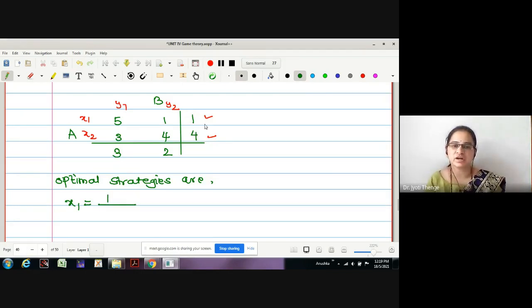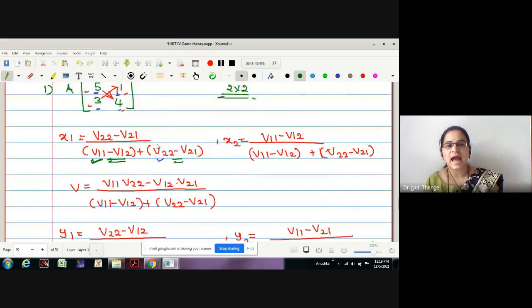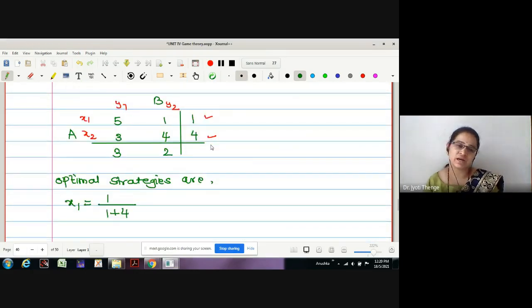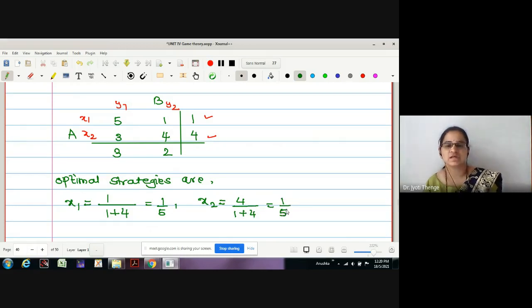Okay. What is the denominator? Denominator is the addition of the differences of both row elements. Therefore, this is 1 plus 4. Is everyone getting me? Denominator is the addition of the differences of both row elements. I am doing a simple addition. Therefore, the value of x1 we get is 1 by 5. What for x2? X2 is 4 divided by 1 plus 4. This is 4 by 5.